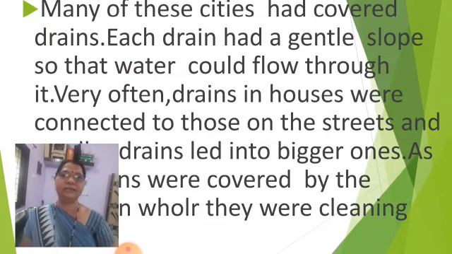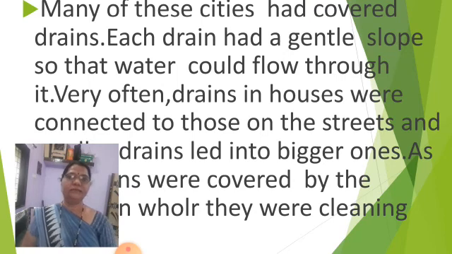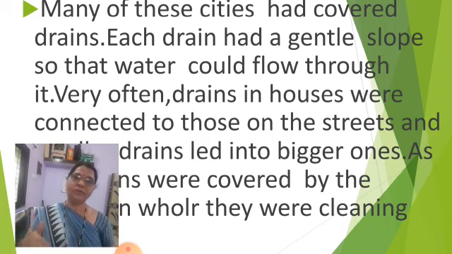Many of these cities had covered drains. Whenever there is a drain, the drain keeps flowing, so at that time they kept the drains covered. Why? Because of the hygiene of the people. We have learned it from our ancestors. Even now, in front of our houses, we keep the drainage covered, so that germs cannot enter our house. In ancient times also people were doing that.